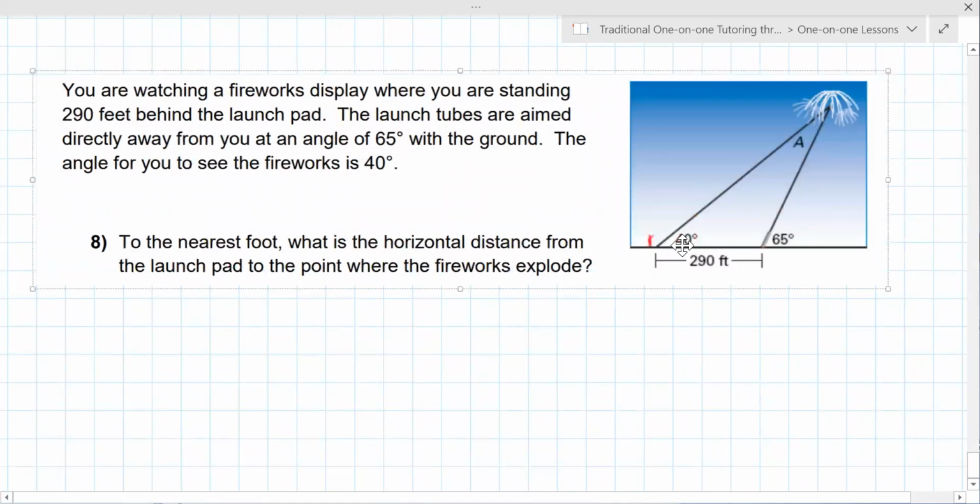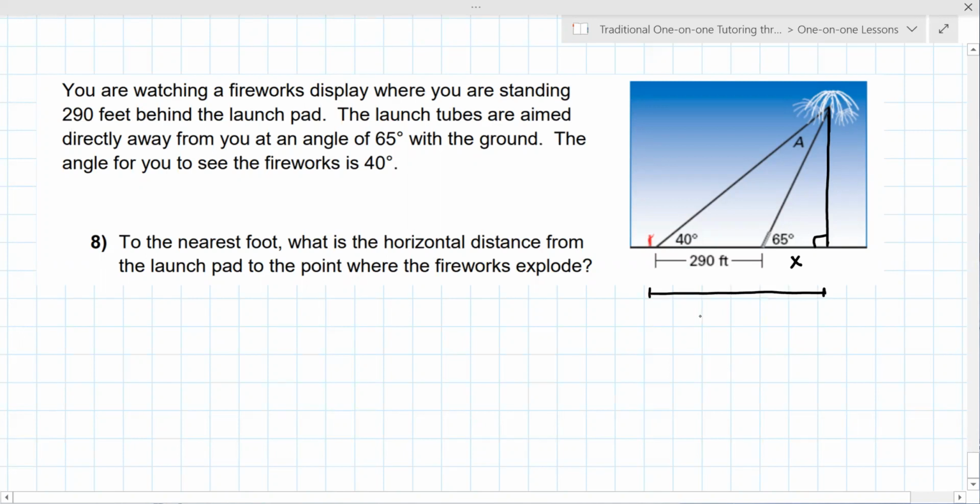So they give you this diagram on the right. What they don't tell you is that there's a right triangle right there that you can make, and this is X if you want it. So the whole thing is now 290 plus X. This H we don't know. I think that's one of the things that maybe you end up having to find here. But let's just see what we can do here.